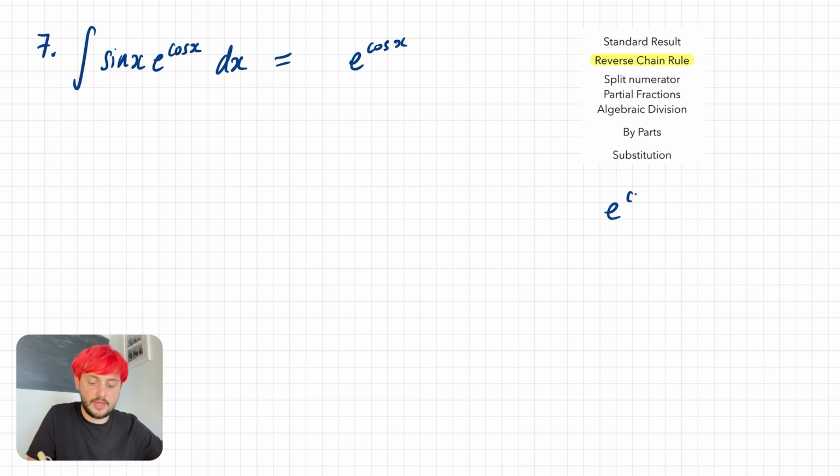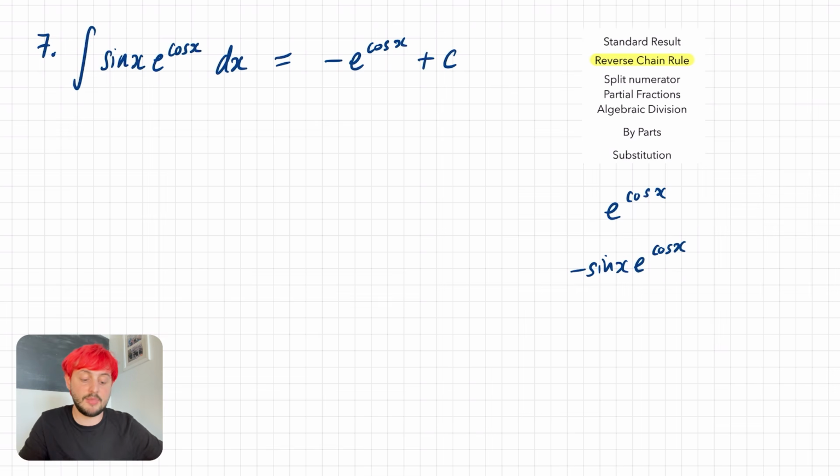Now, if you think about how e to the cos x will differentiate, you would get minus sine x e to the cos x using the chain rule for differentiation there. So I've nearly got the exact thing I wanted, apart from there should be a negative to flip it back to positive.